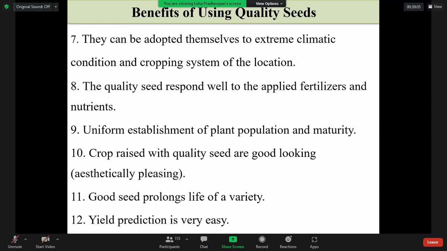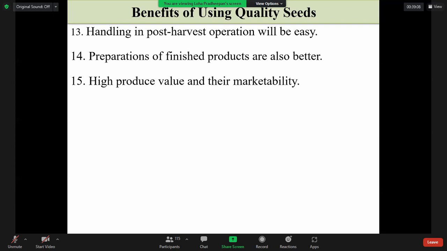It is having good marketing because of the quality. We can obtain the final product in better quality. Then if the crop is established with uniform establishment, harvesting and post-harvest operations are easy. Very important for the establishment. So in that case we have to think about the quality seeds.